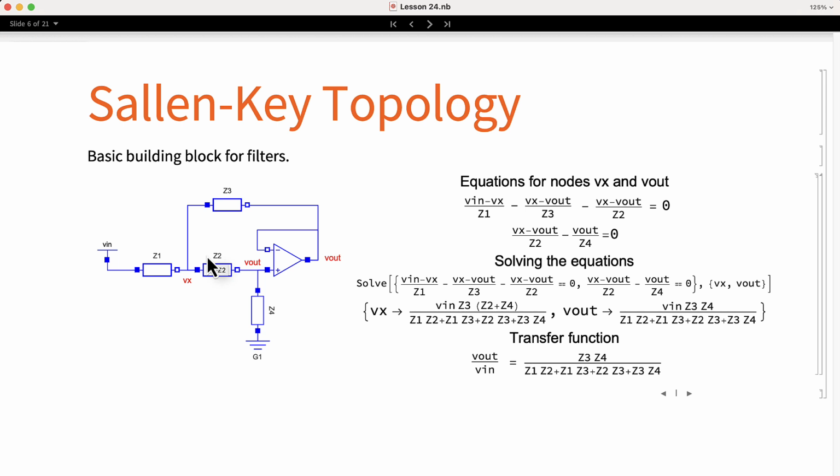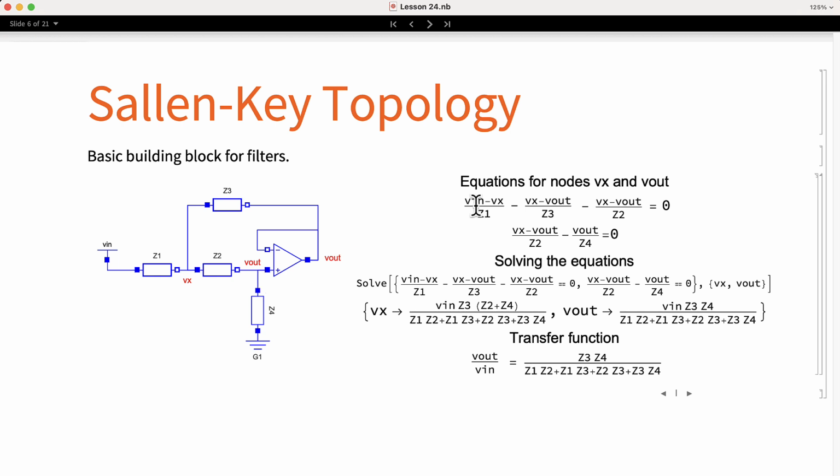Let's analyze it symbolically so we can obtain a general formula that we can use and we don't have to repeat the analysis later. If you look at the diagram of the Sallen key circuit, it is built using a voltage follower. Assuming that the output voltage of the op-amp is the same as the voltage in the input of the buffer, we can simplify the circuit into two nodes, the node Vx and the node Vout. Let's use nodal analysis to write the equations.